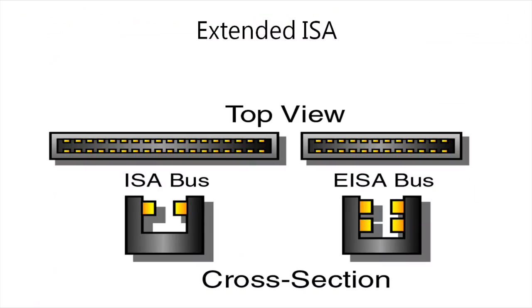Extended ISA, this is what it looks like from the top view. You have the ISA bus and then the little extended section in the back. You can see that there are extra pins there, like the cross section. So you're looking at it from this direction on the bus. It's significantly different, the EISA bus.